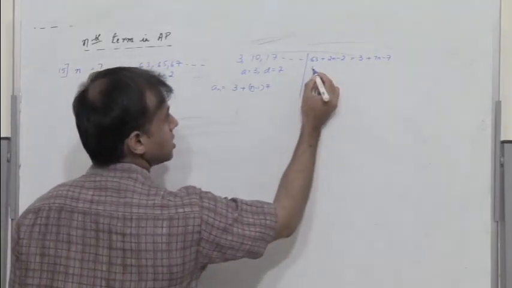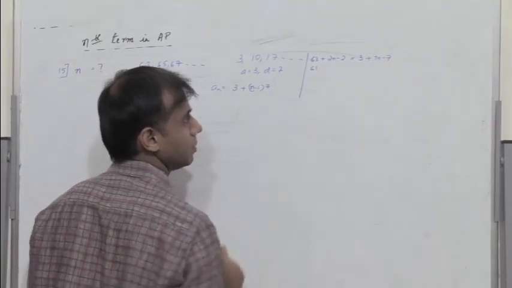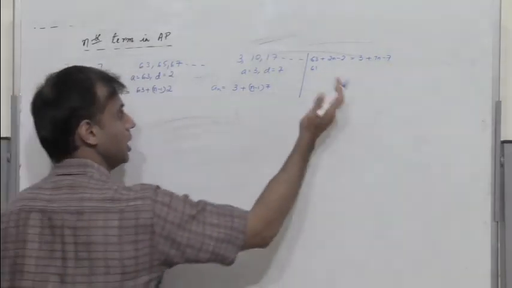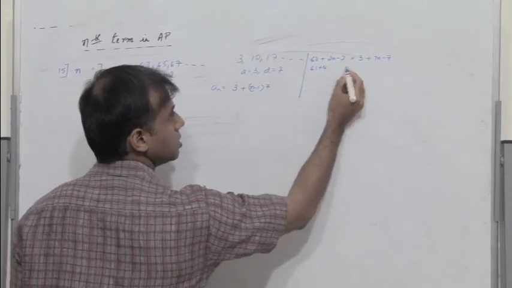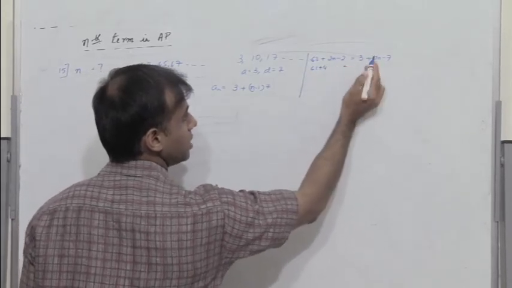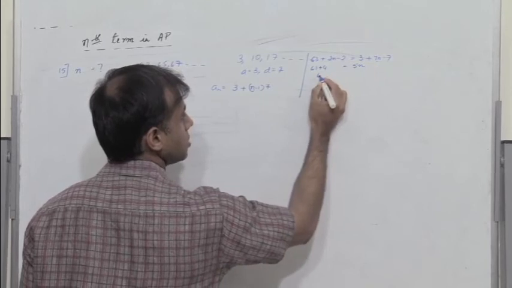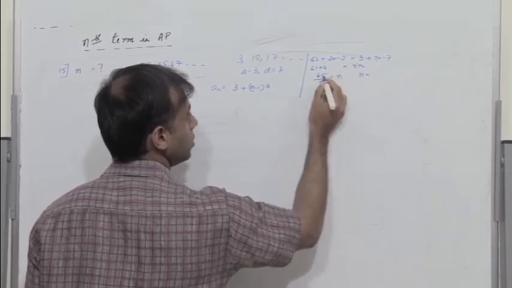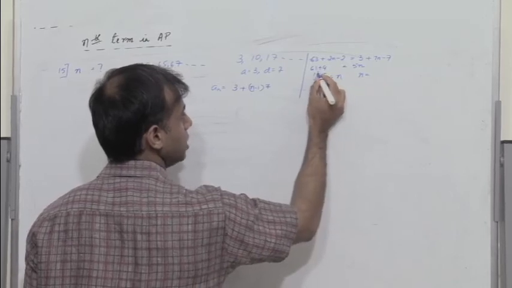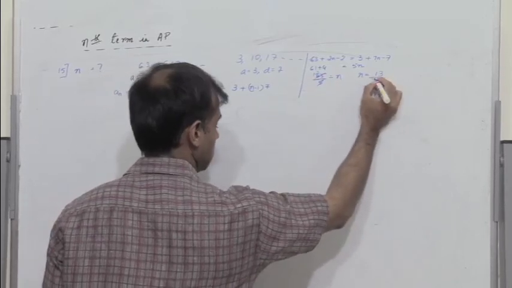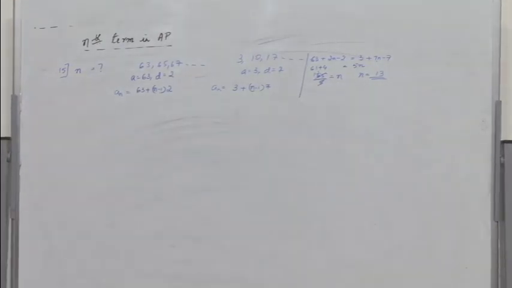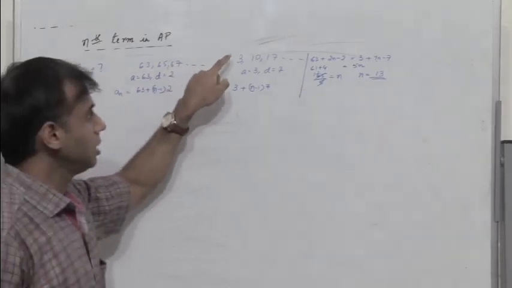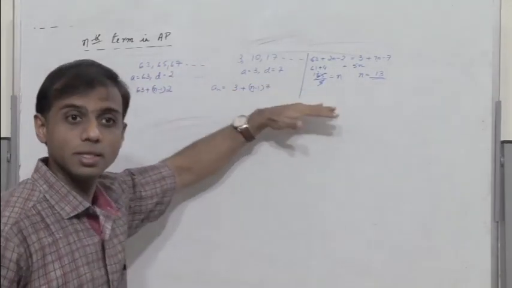So here we have 61. Here we get 3 minus 7, which is minus 4. If I bring this to LHS, I get plus 4. Here we have 7n minus 2n, which is 5n. So 65 by 5 equals n, or n equals 13. So the value of n is 13. So the 13th term of this arithmetic progression and the 13th term of this arithmetic progression would be the same.